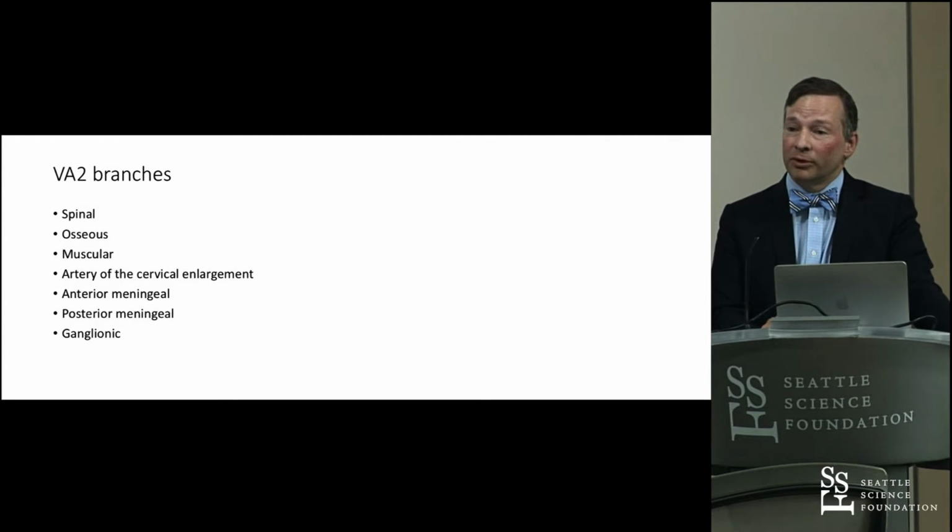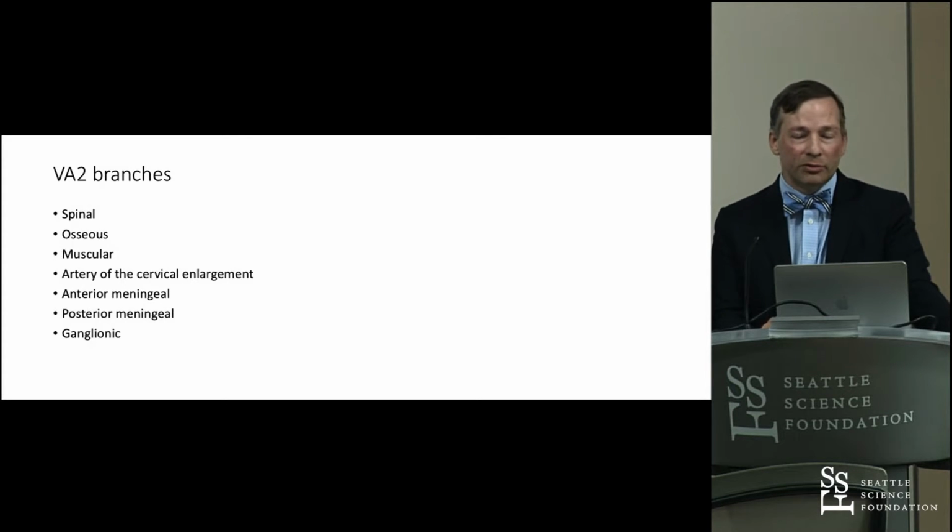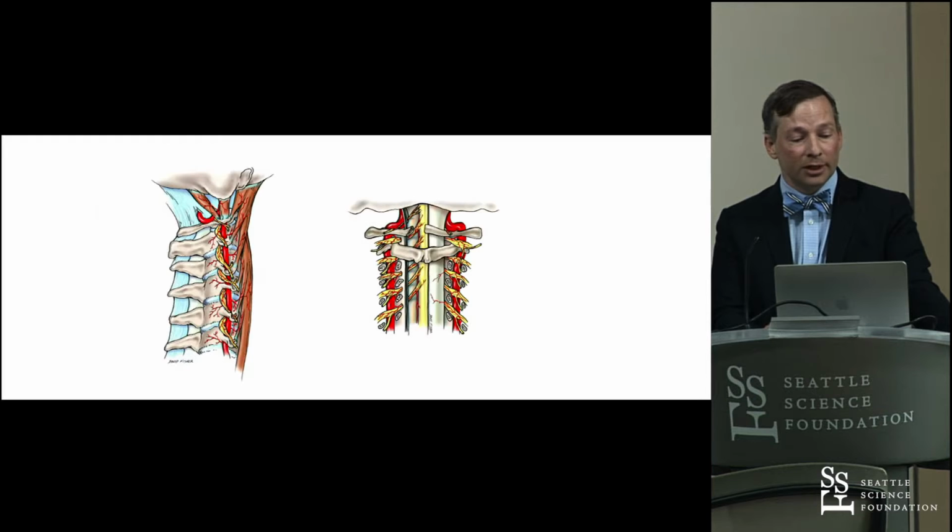V2 branches, you have many more. So again, those same spinal, muscular, you tend to see more bony branches from the V2 segment. You'll see an artery of the cervical enlargement on occasion. This is comparable to the artery of Adamkiewicz in the thoracolumbar junction region. Two meningeal branches are usually seen in the V2 segment going to the anterior and posterior spinal dura. And then ganglionic branches that do not necessarily go back and supply the spinal cord, but end on the dorsal root ganglia and adjacent rootlets.